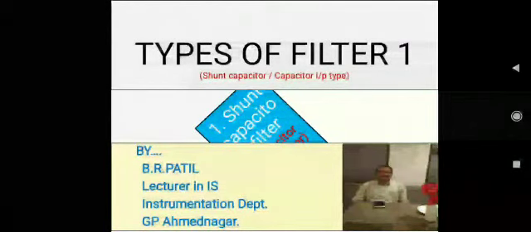Today we will see types of filter. First type of the filter, that is shunt capacitor, or this is also named as capacitor input type filter. Already we have seen the classification of filter in previous video.